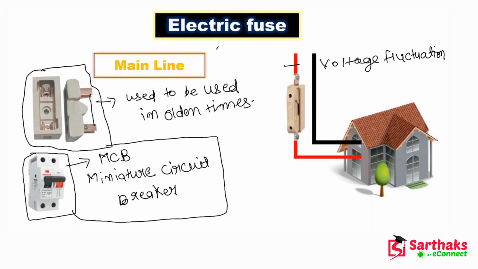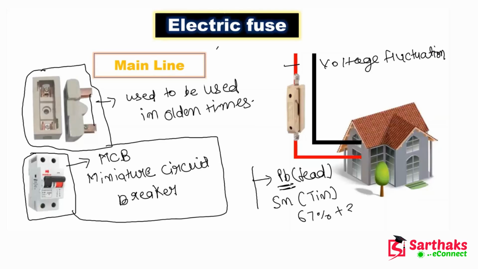I hope guys you get my point. So now let's talk about the material this fuse is made of. This is a wire, and this wire is made up of Pb. We call it lead, and its symbol is Pb, and tin. We call it tin, and the symbol of tin is Sn. So basically 67% lead is used, and 37% tin is used.